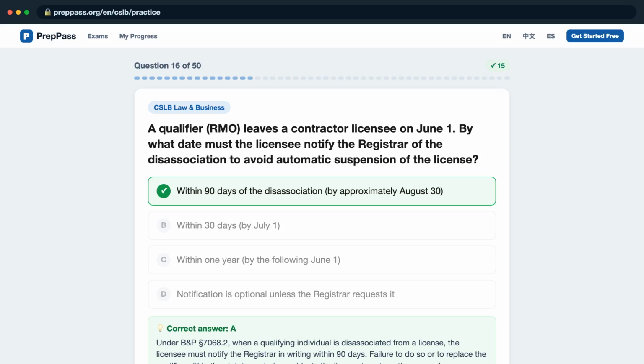Under BNP Section 7068.2, when a qualifying individual is disassociated from a license, the licensee must notify the registrar in writing within 90 days. Failure to do so or to replace the qualifier within the statutory window subjects the license to automatic suspension.